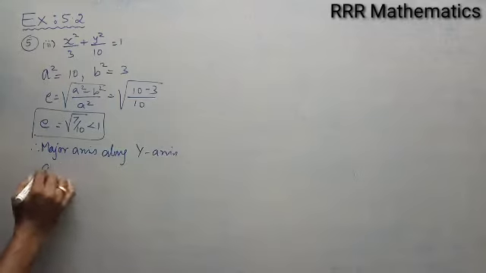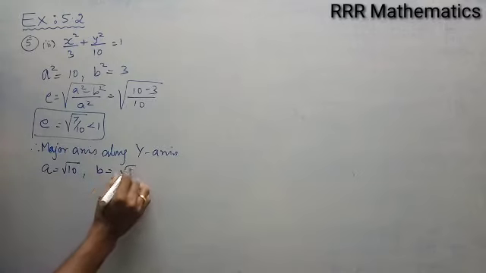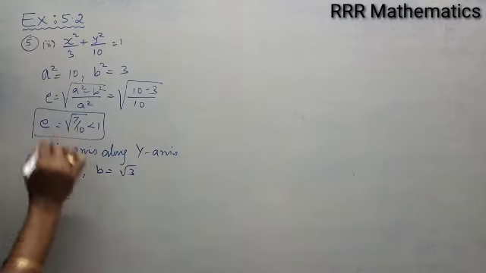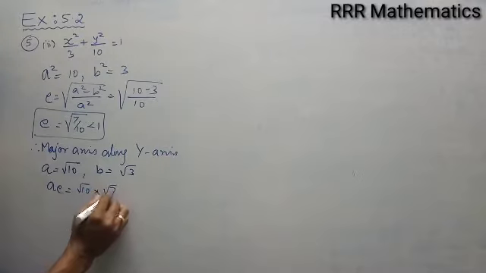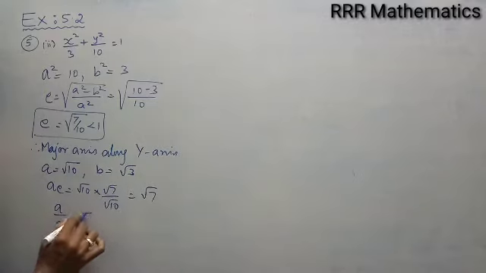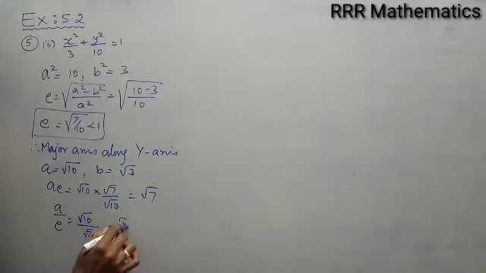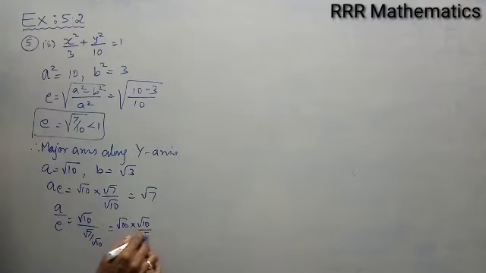So of course, what is the value of a? After taking square root of 10. b is square root of 3. What is ae? a is square root of 10, e is square root of 7 by square root of 10. Finally, square root of 10 gets cancelled, giving square root of 7. What is a divided by e? Square root of 10 divided by e, which is square root of 7 by square root of 10. It will be square root of 10 into square root of 10 by square root of 7, which is 10 by square root of 7.